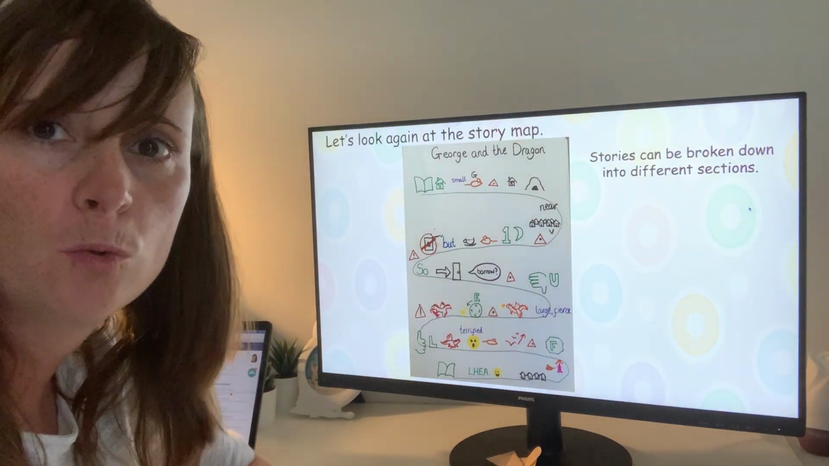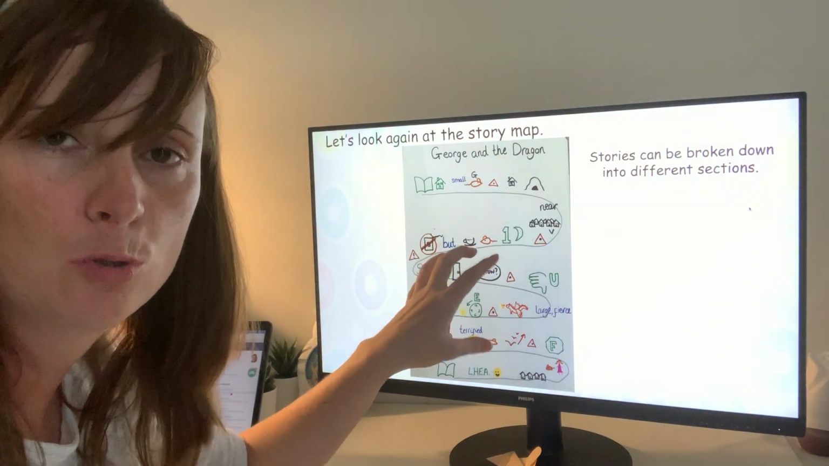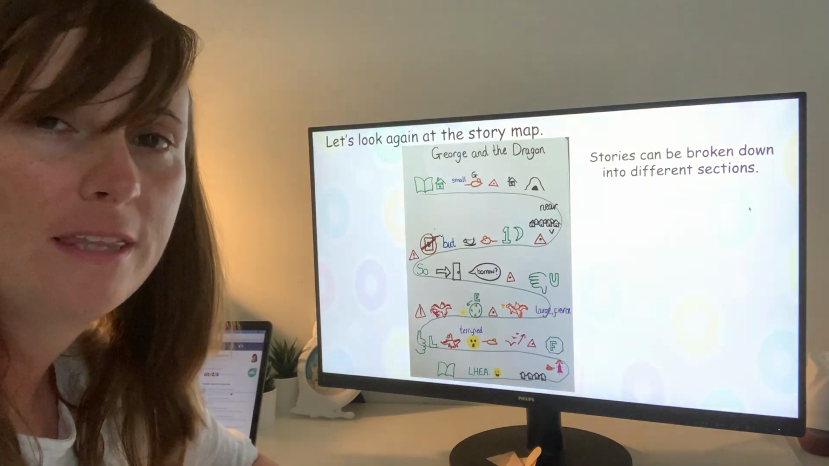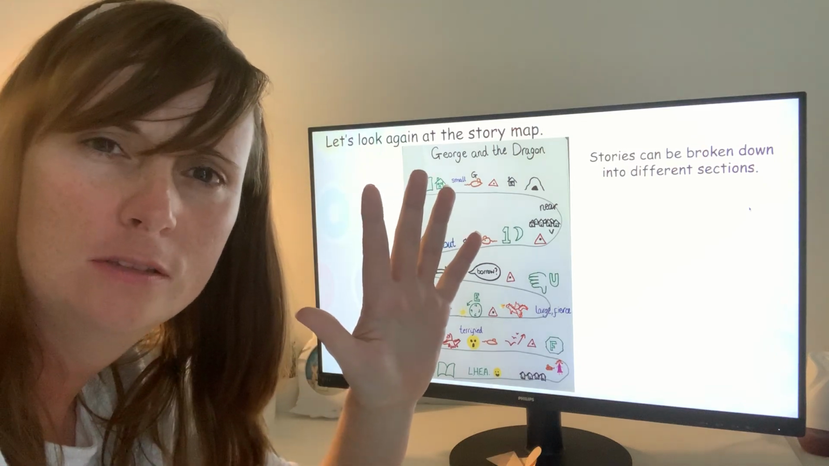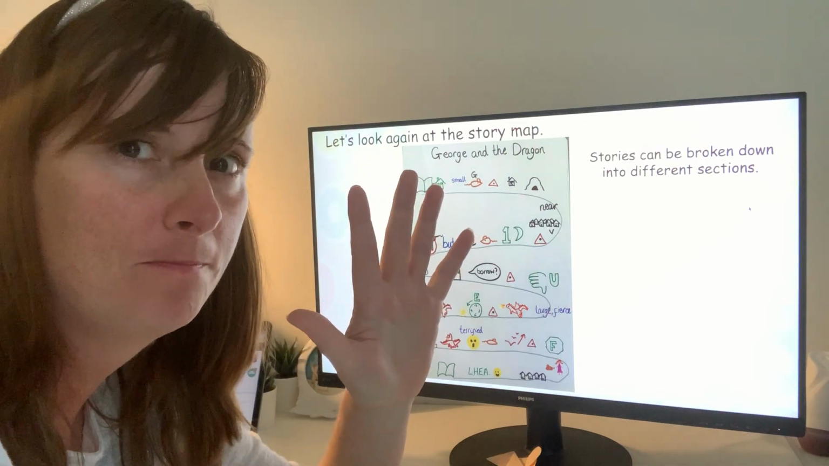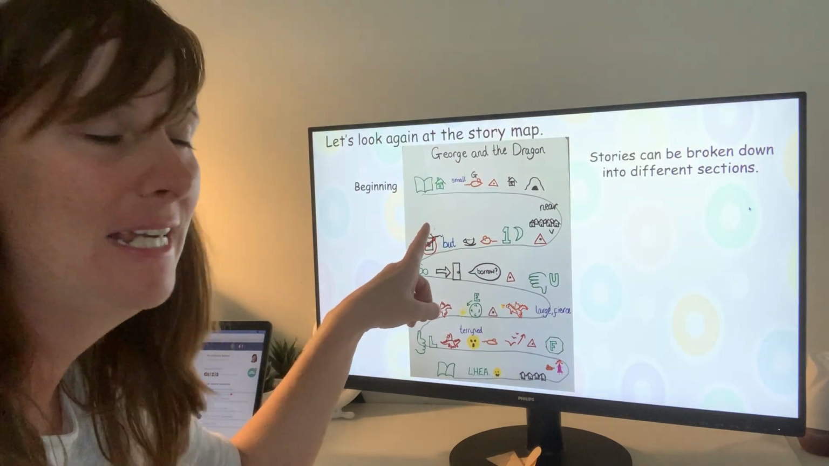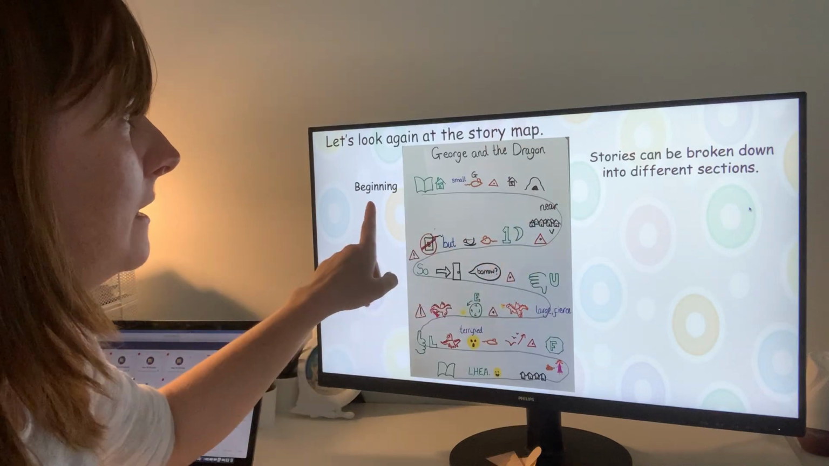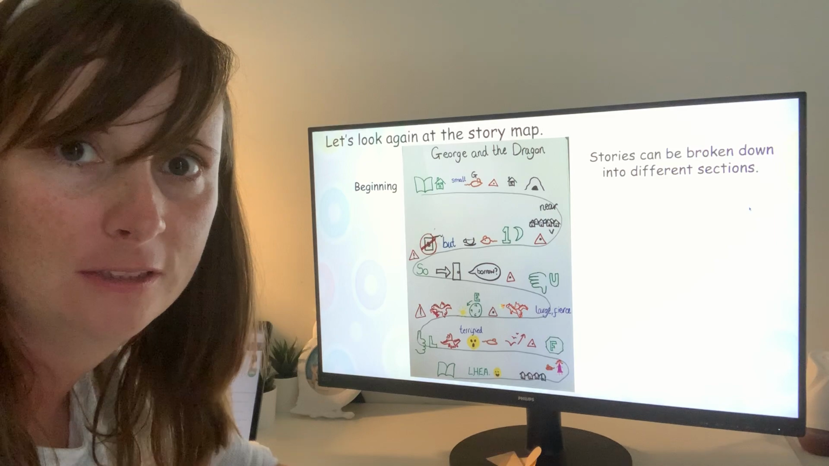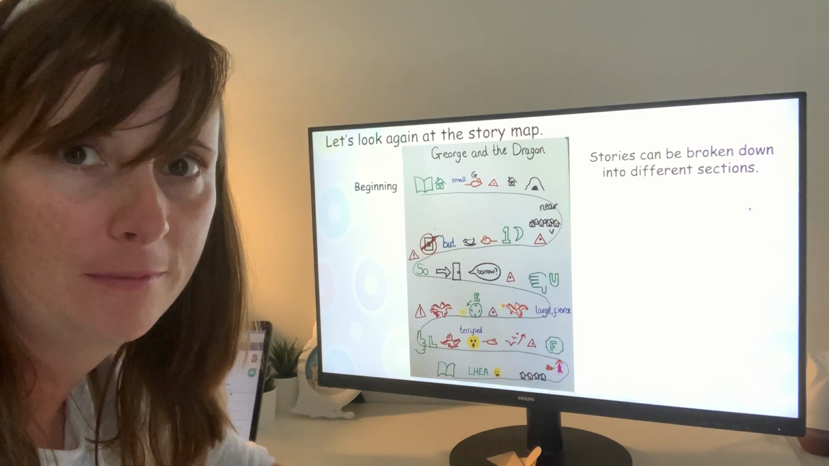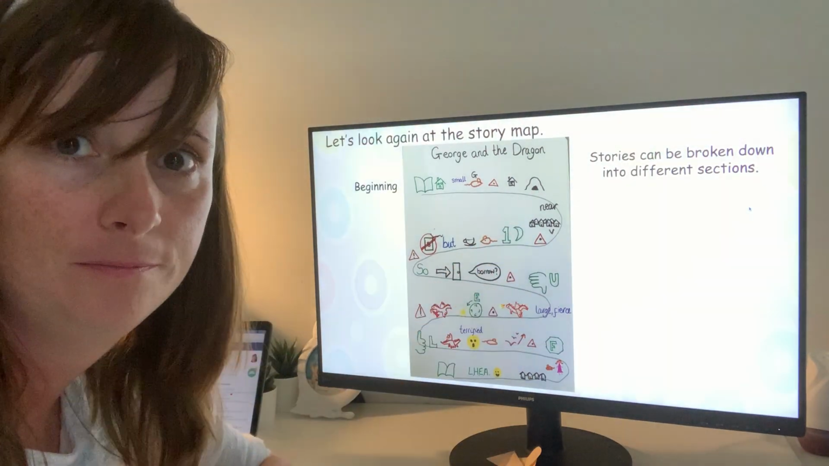Now, stories can also be broken down into different sections, and that's what I'm going to show you today using our story map. Now, we normally think about stories in 5 different sections. Can you remember what they were? We did look at this for Dick Whittington. Let's have a look. We start with the beginning. Excellent. So all of this first bit is the beginning of the story. It tells us who the characters are. It tells us where they live. It gives us information about the characters, sometimes about the setting as well, like we've got cave and village.